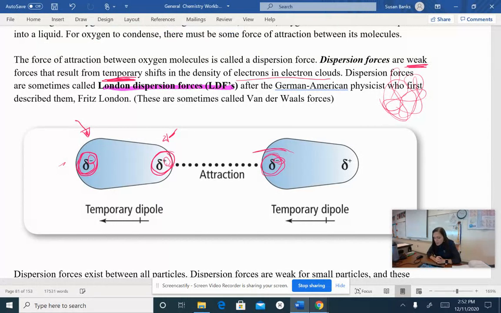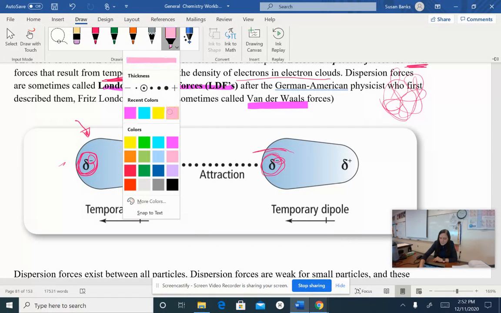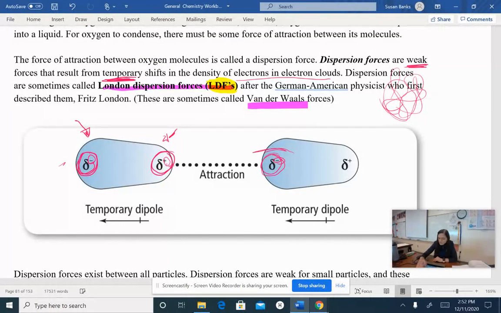Dispersion forces are called London dispersion forces after the German-American physicist who first described them, Fritz London. There was also another Dutch scientist who did this at the same time, van der Waals. So sometimes people call them van der Waals forces, and some call them London dispersion forces. I am lazy, I call them LDFs.